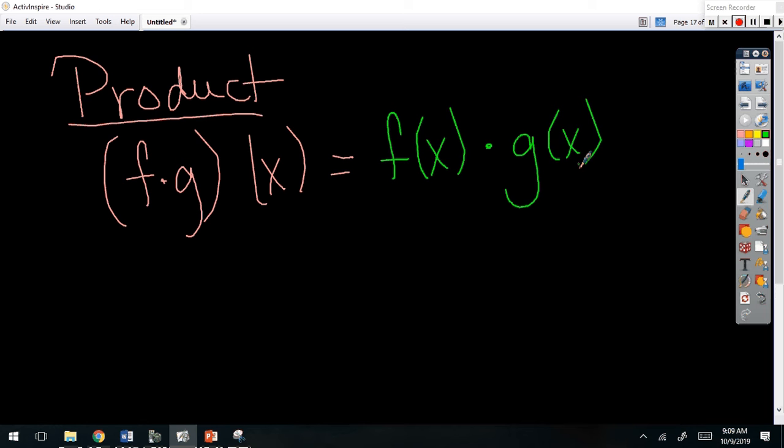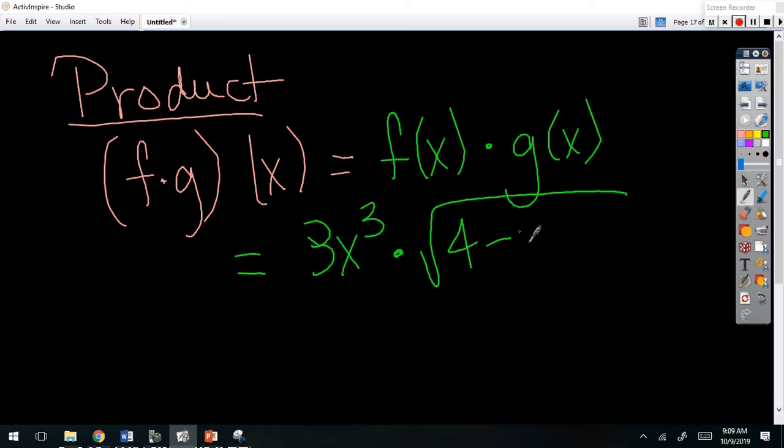All right, so I am going to just simply write these out. Let's see, f of x was 3x cubed. And g of x was the square root of 4 minus x. And again, if that radical wasn't there, I'd be distributing that 3x cubed through there, right? But as it stands, I can't do anything else with that, okay, other than multiply that way. So looking at this then, what do you think the domain is?